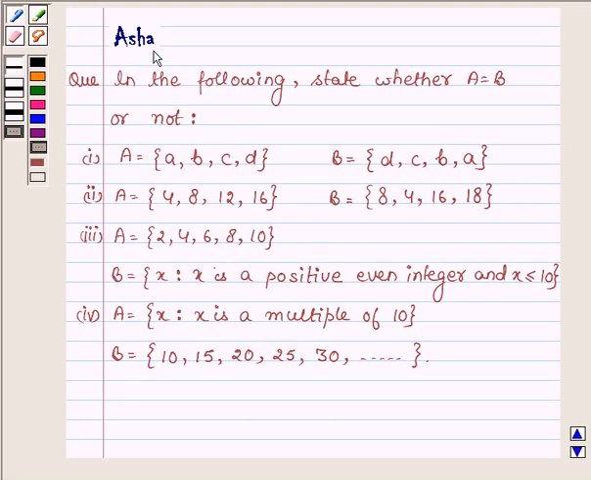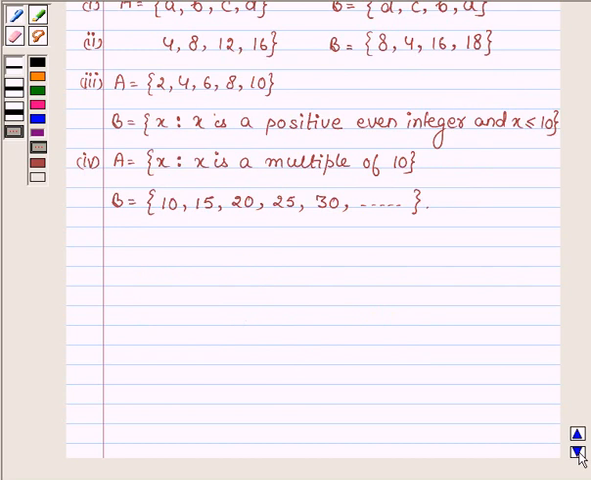Welcome to the session. I'm Asha and I'm going to help you with the following question, which says, in the following, state whether A is equal to B or not. So first let us learn what are equal sets.